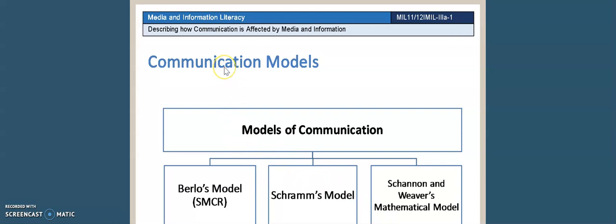Different communication models have been proposed by different theorists to understand the process of communication. Three of the most cited models of communication are Berlo's model of communication, Schramm's model, and Shannon and Weaver's mathematical model.